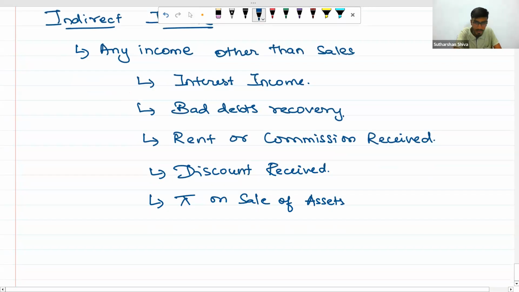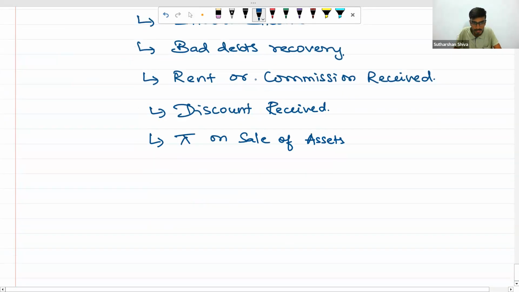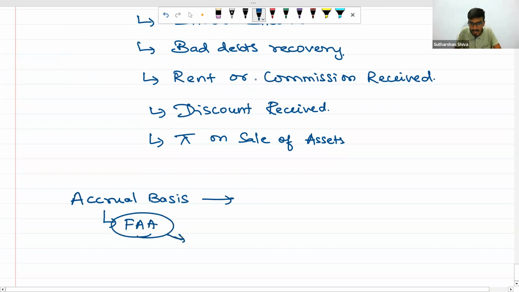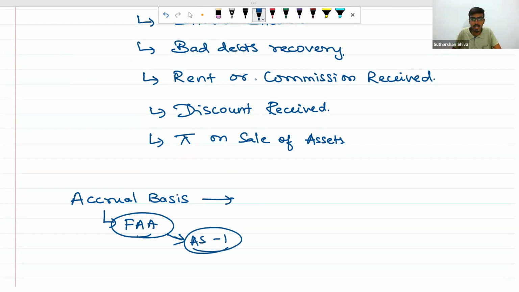Same by applying the accrual basis concept here. Accrual basis will be considered as a fundamental accounting assumption. This is what you have studied in AS1. I am connecting AS1. What is AS1? Fundamental accounting assumptions: accrual concept, going concern concept. That's all you have studied. On that basis, it is a basic fundamental accounting assumption.